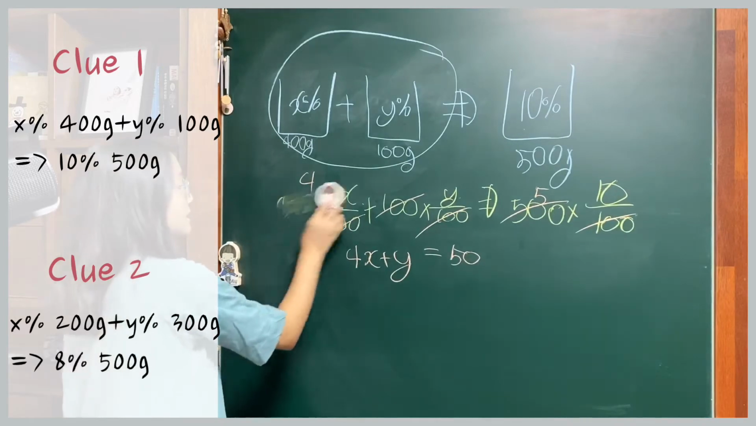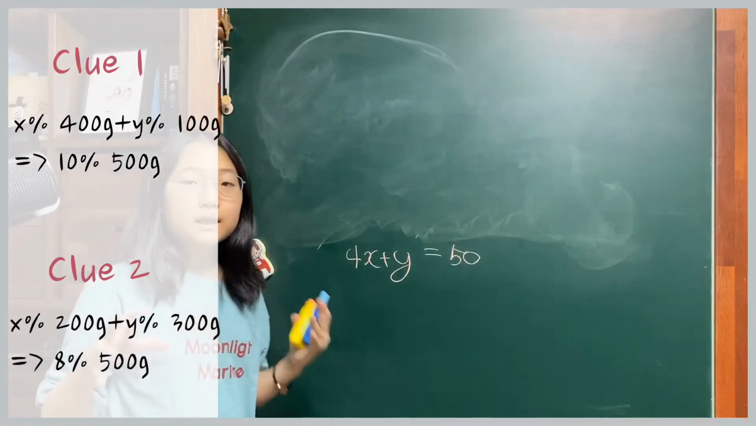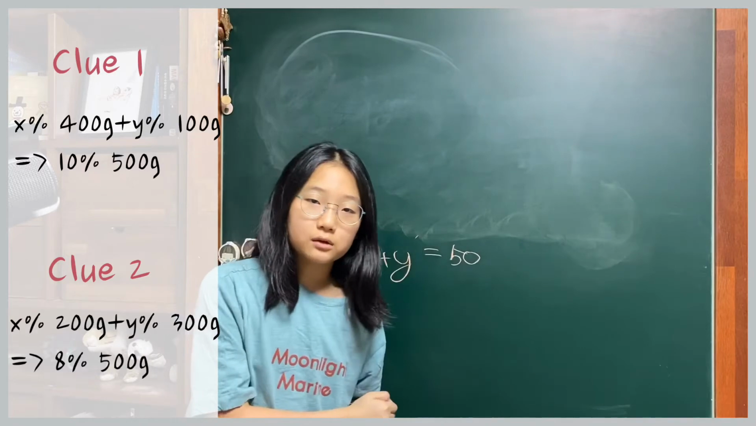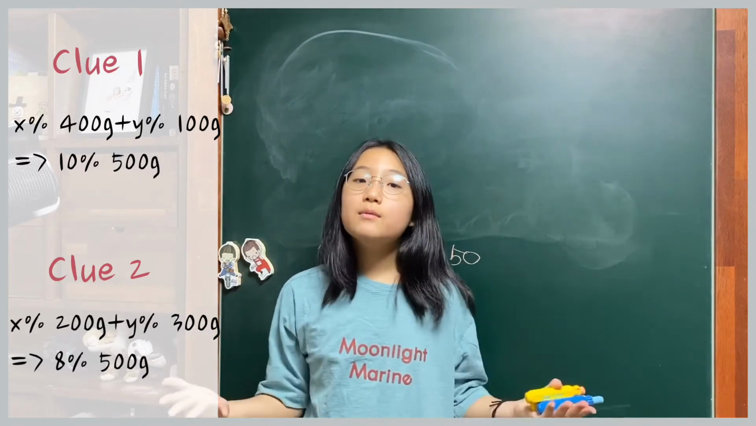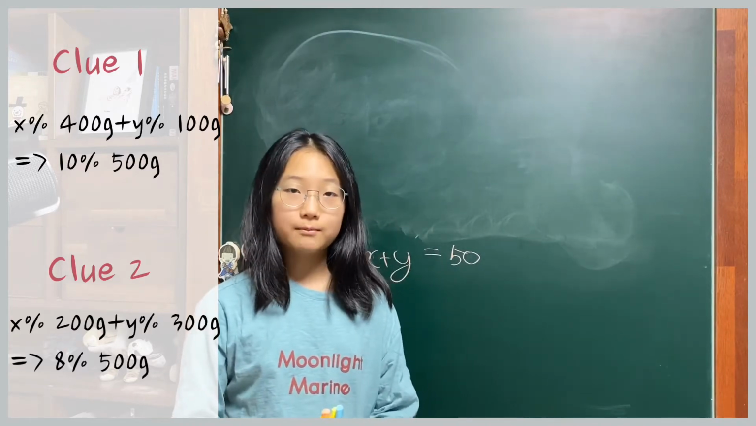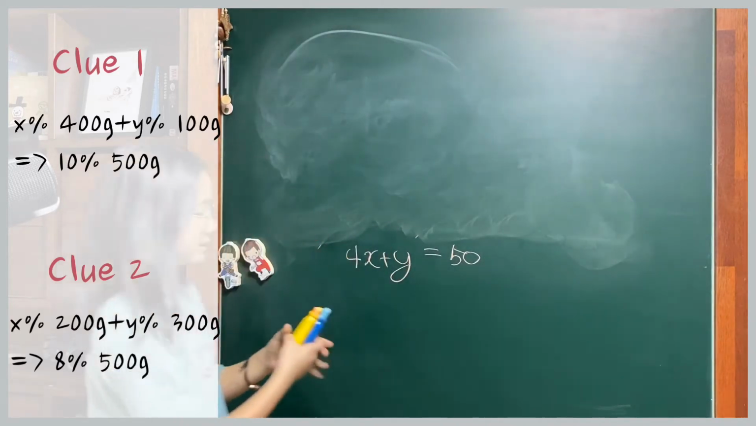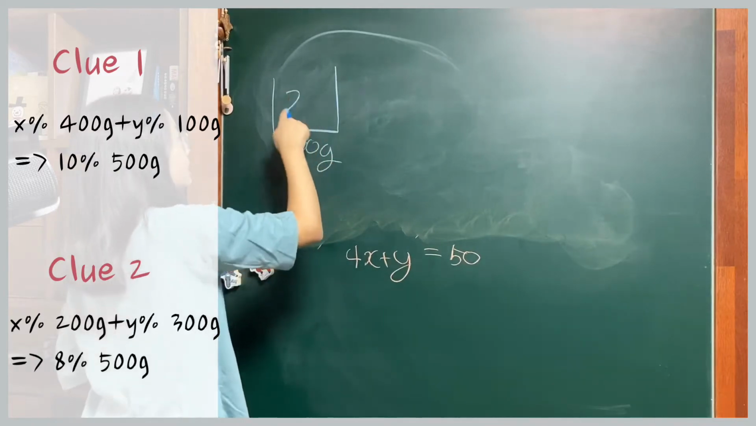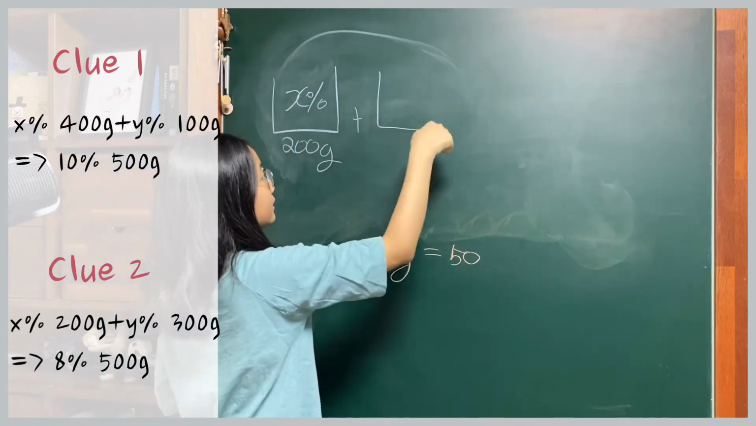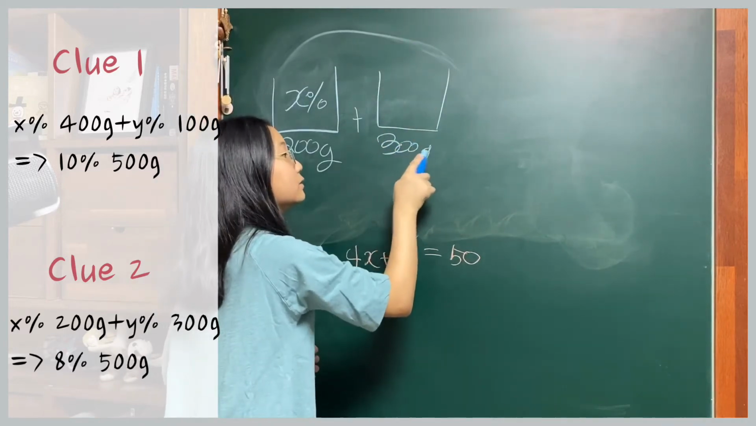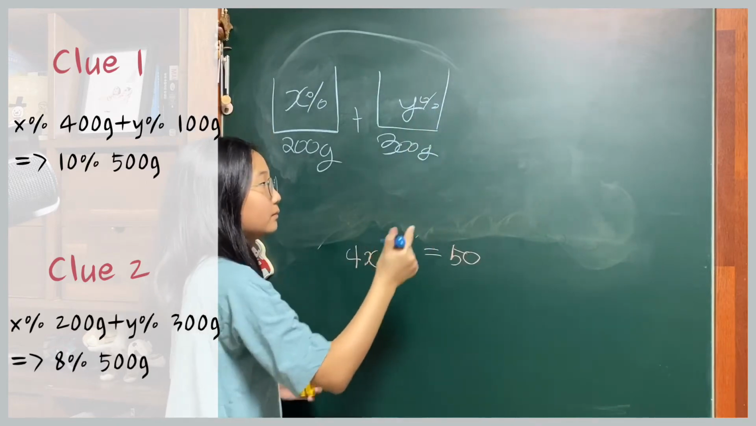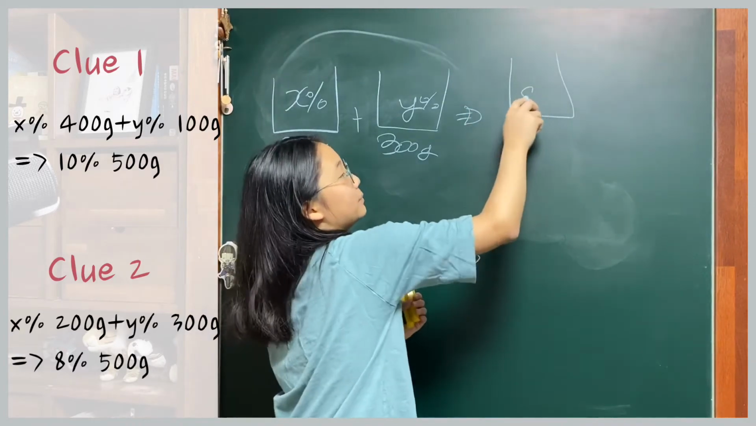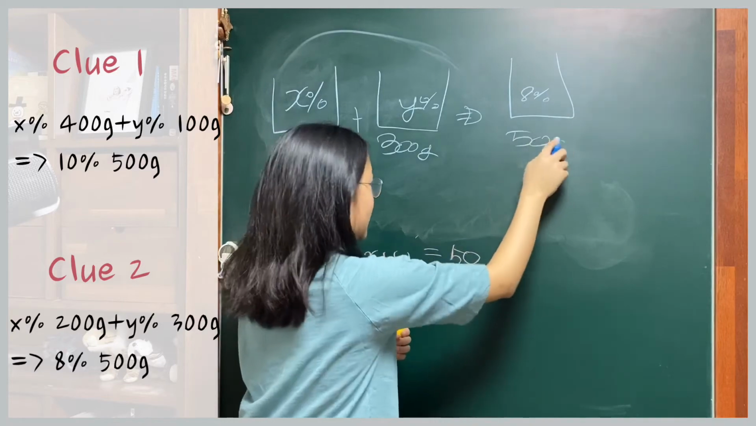So I'm going to erase these and say the second one is that we had 200 grams of water from cup number 1 and 300 grams of water from cup number 2. And then, boom, we end up with water that is 500 grams with 8% of density. That means 200 grams with x% and 300 grams with y%. And then we end up in total with 8% of density, 500 grams.